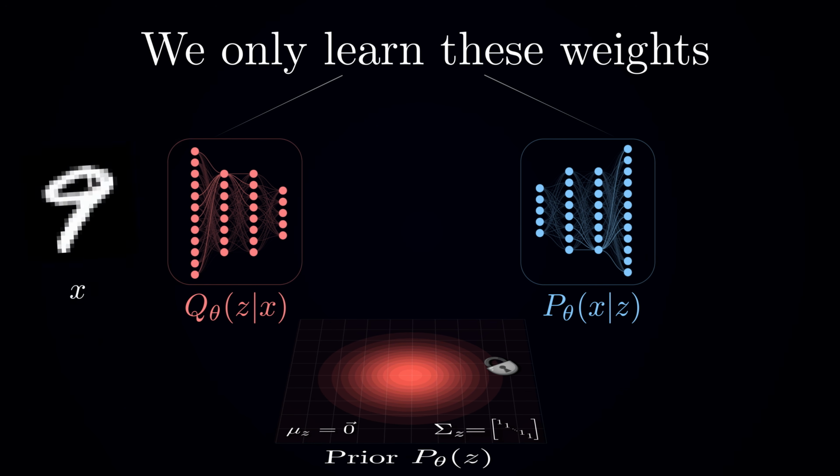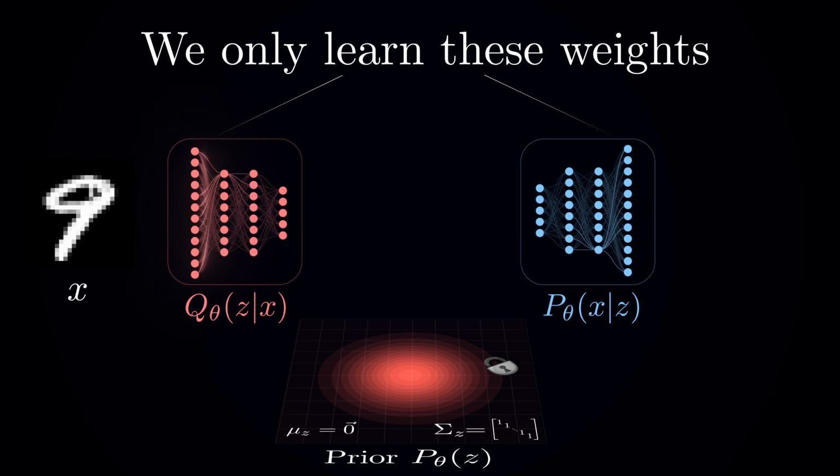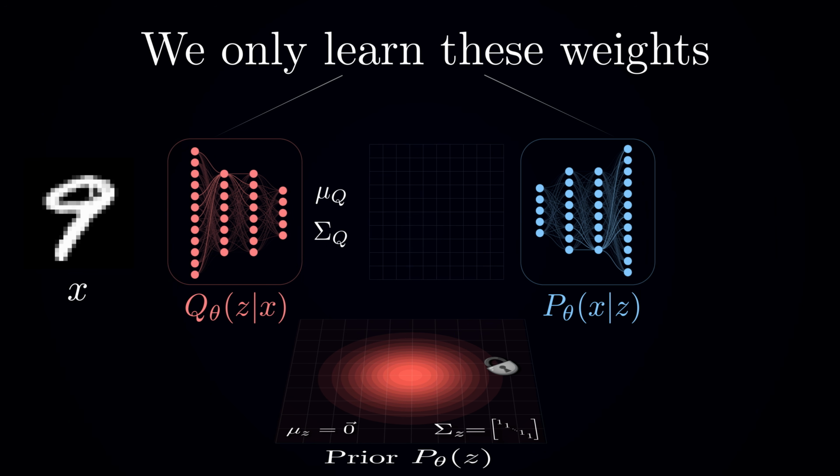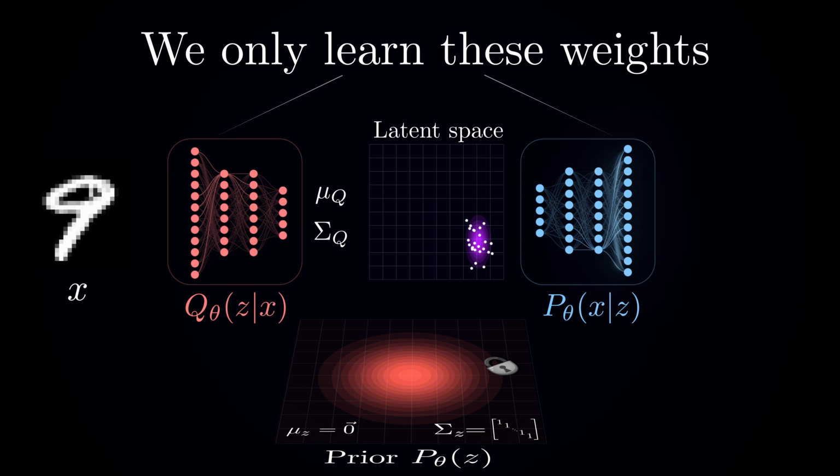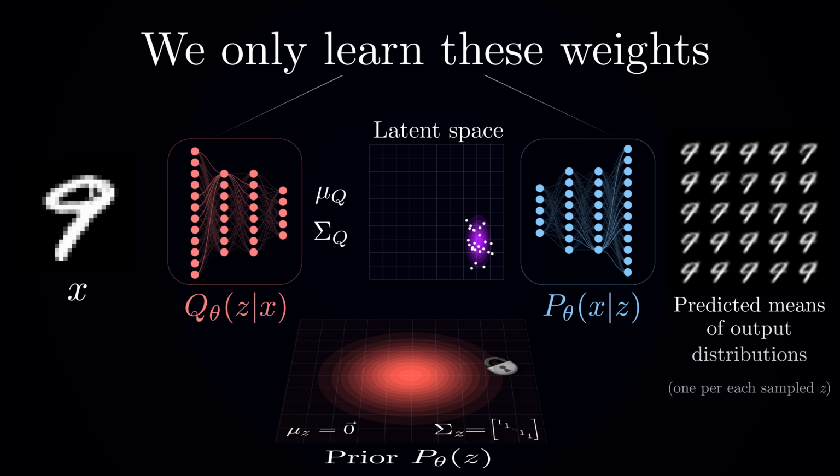Then, for each data point, we first pass it through the recognition model, which gives us the parameters, the mean and covariance, of the distribution of latents that are likely to account for it. Then we sample a bunch of z's from that distribution and map each z through the generative model to get the parameters of the distribution of data points given this latent value.